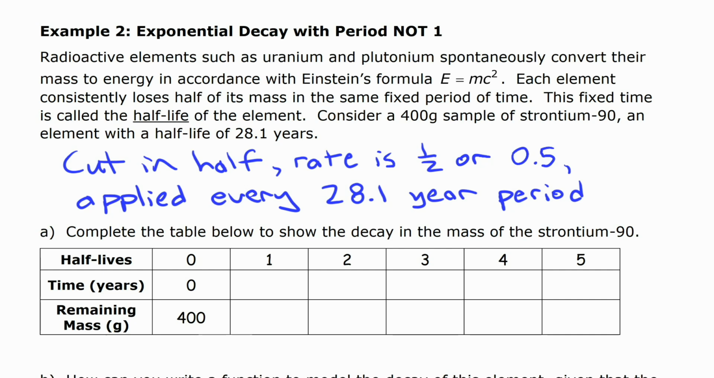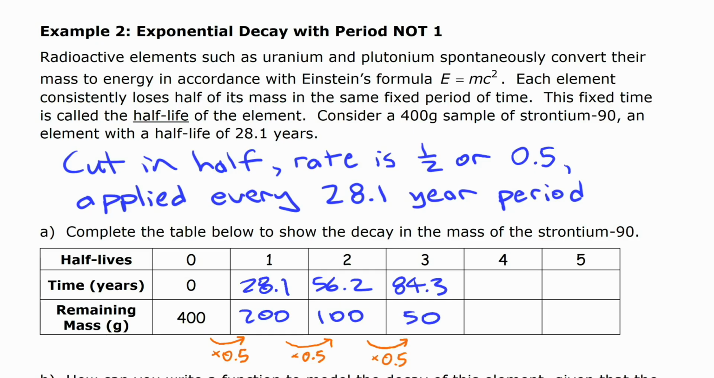So in the table down here, I've got half-lives, or in other words, the period, number of periods, the number of half-lives that have happened. After one half-life, or in other words, after 28.1 years, that amount is going to get cut in half or multiplied by 0.5, so you're going to have 200. After another half-life, 56.2 years, it's going to get cut in half again to 100. And after a third one, 84.3 years, cut in half again, 50.